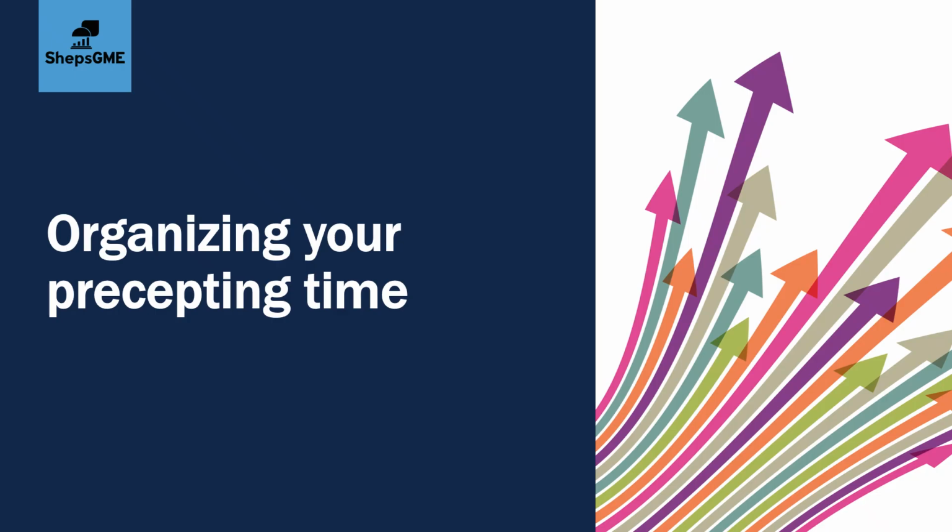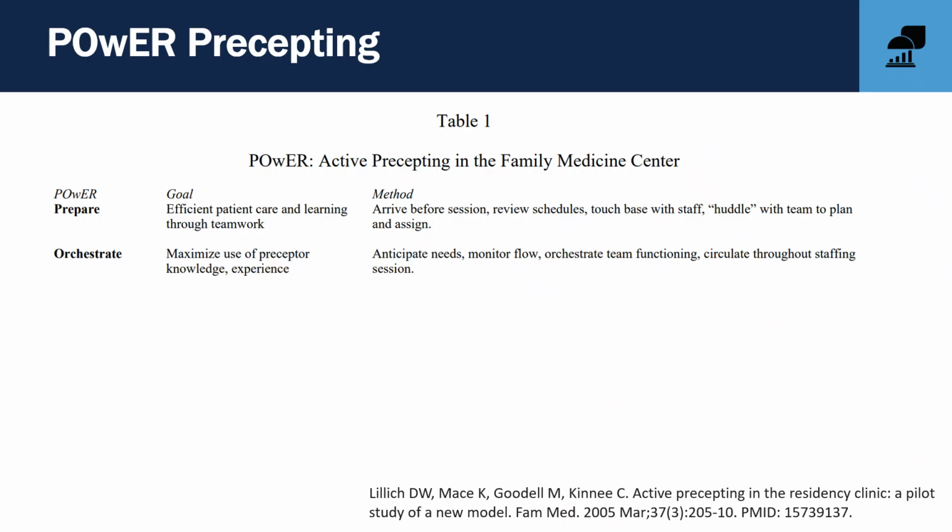So, how do you do that? How do you organize your time and do all of this efficiently so that you're making it all work in the session? I'm going to be going over a model called POwER precepting that'll help us remember some of the steps to do that. So POwER is actually a mnemonic that stands for, I'm going to go through the first several of them here. First, prepare.